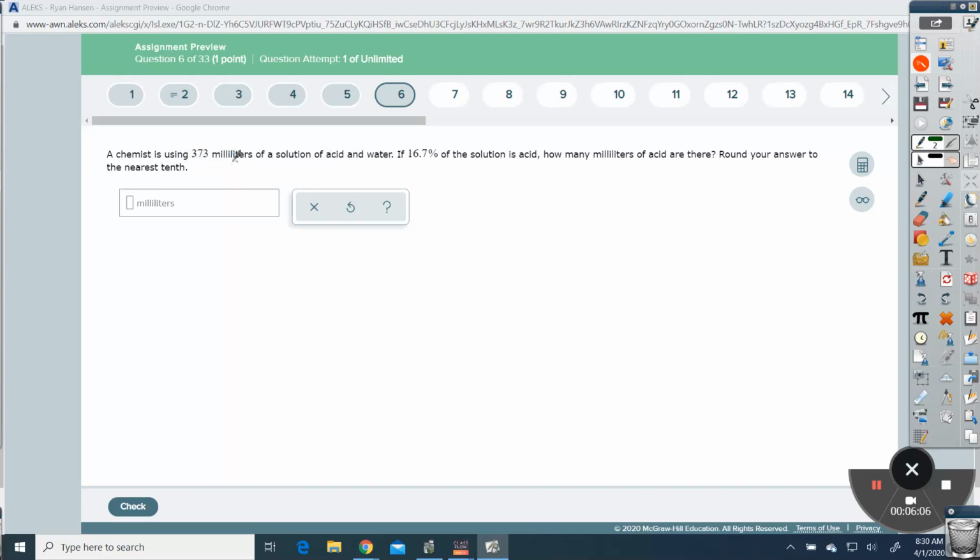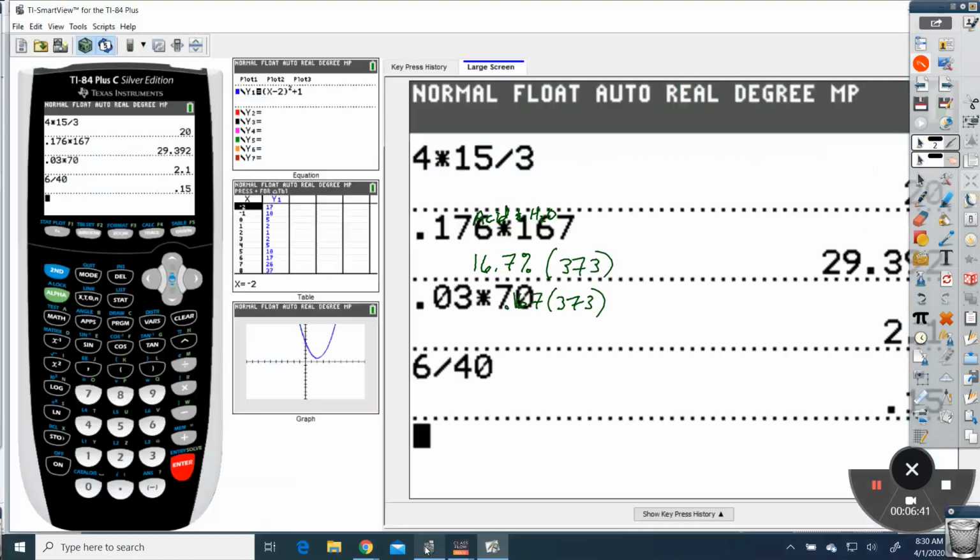It says a chemist is using 373 milliliters of a solution of acid and water. So I have acid and water, okay? If 16.7% of the solution is acid, so maybe this isn't one I'm thinking of. So 16.7% of the solution is acid. How many milliliters of acid are there? So 16.7% of 373. So we're just going to make that 0.167 and multiply that by 373. Not the same problem I was thinking of, so maybe we'll get to one like that.